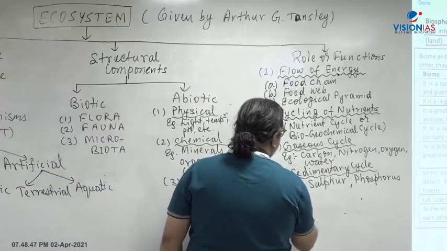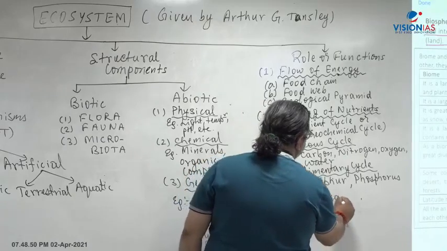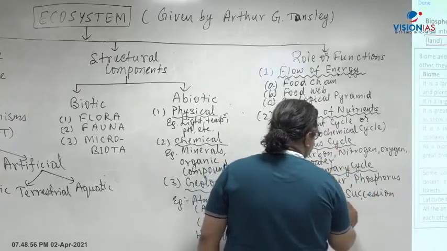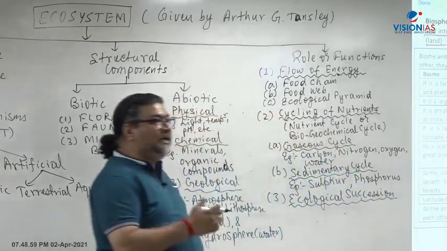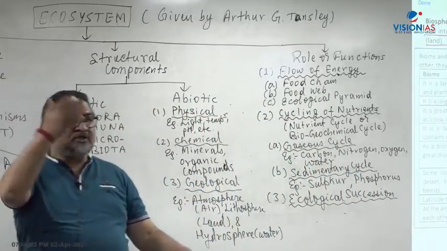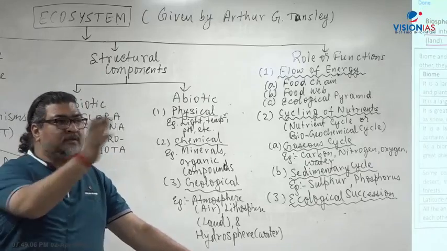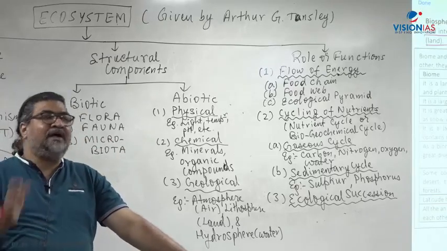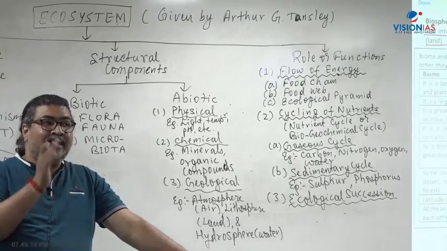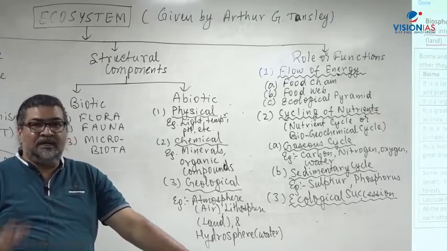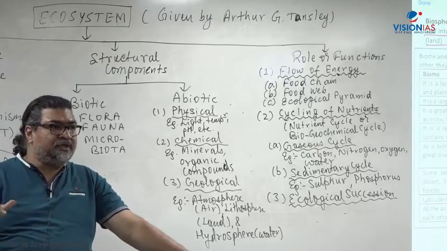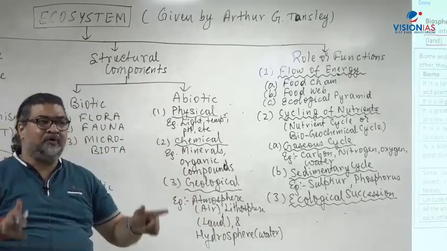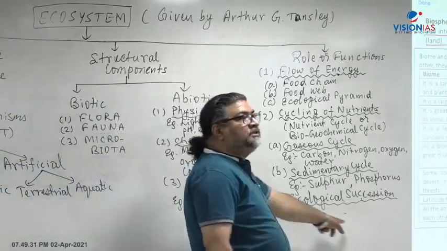Now what comes here? Third function is ecological succession. What is ecological succession? Development of a new ecosystem. A barren land becomes a matured forest ecosystem over a long interval of time. Successional development of an ecosystem comes through a function called ecological succession. A land which was barren, where there was no vegetation, no trees and plants, after 100 years, after 200 years, the same land becomes a thriving forest. That's where ecological succession comes.